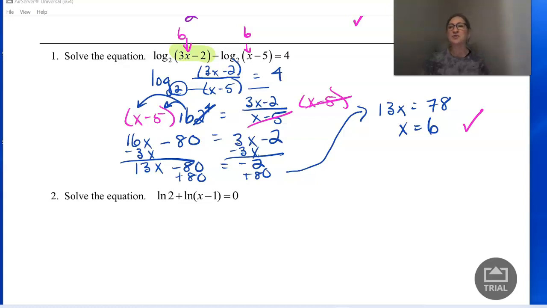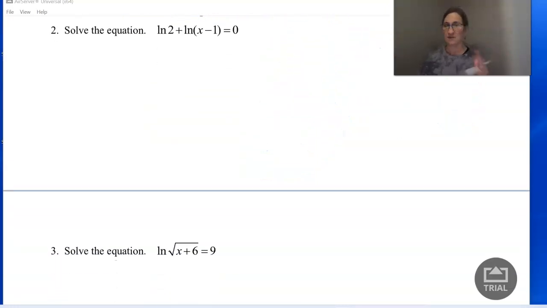All right, let's do one with a natural log. Remember, a natural log is a log. And so everything that I do is going to be exactly the same process. The first thing I want to do is put this into a single logarithm. So this one is a little different because I don't have any subtraction signs. So this one, I'm just going to multiply my 2 arguments. So it's going to be natural log of 2 times x minus 1 is equal to 0.